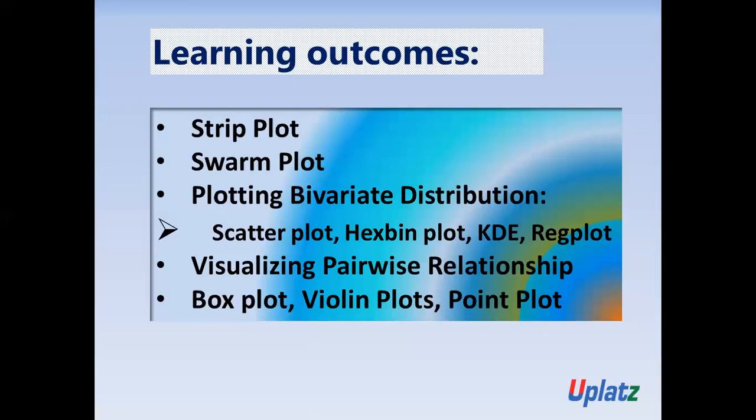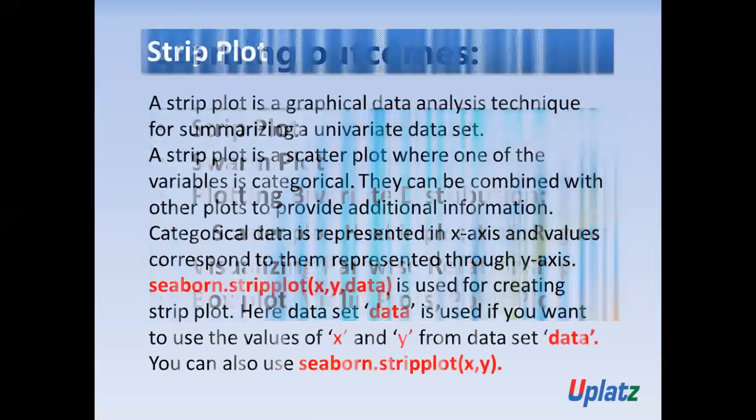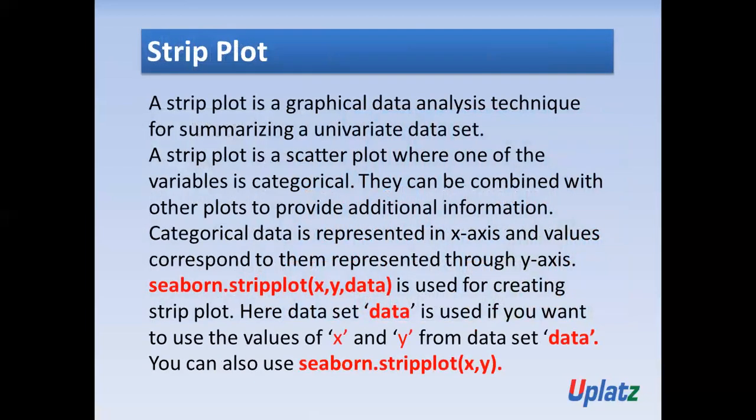So let's start with the first plot, that is the strip plot. See here, what is a strip plot? A strip plot is a graphical data analysis technique for summarizing a univariate data set. A strip plot is a scatter plot where one of the variables is categorical.